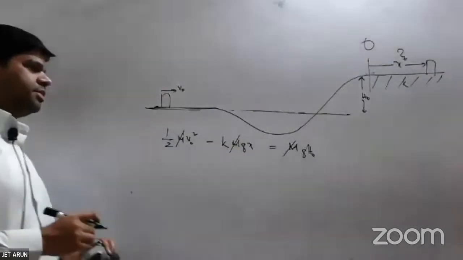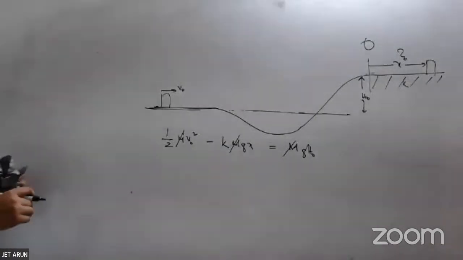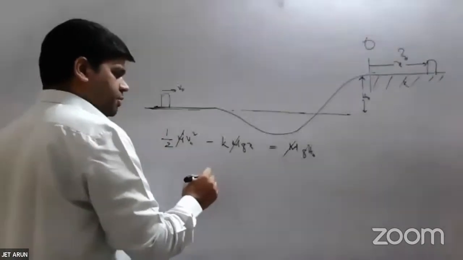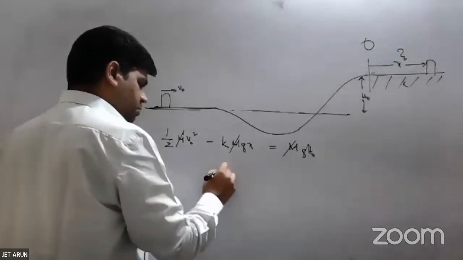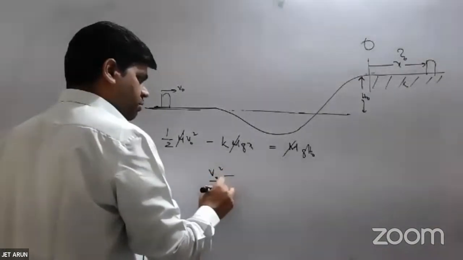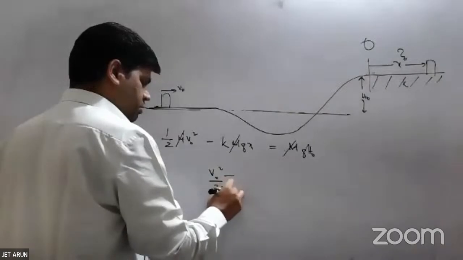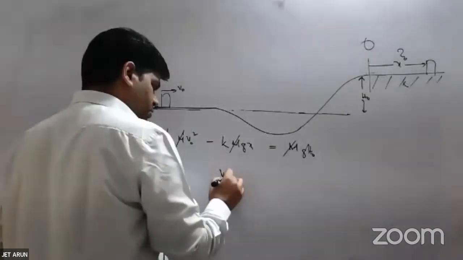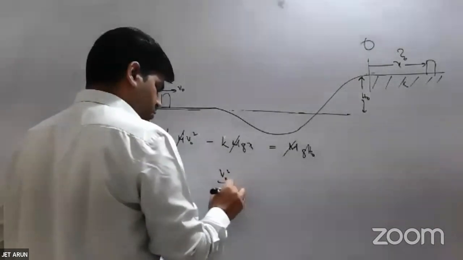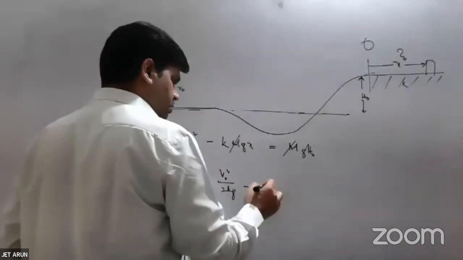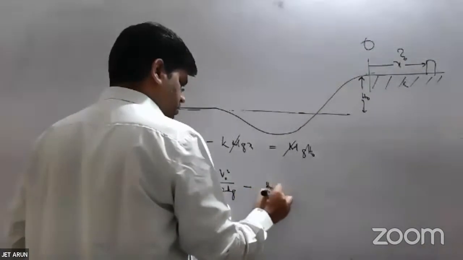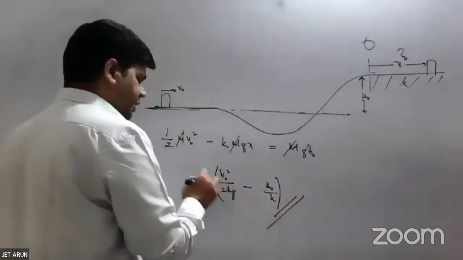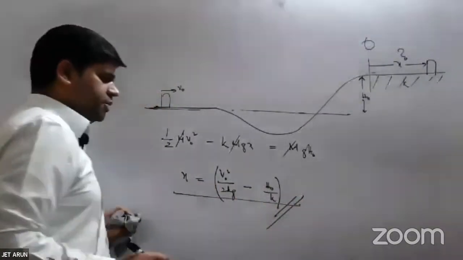Yeah, simplify this and find out x. M gets cancelled out. This goes there, that comes here, gh. So v naught square minus 2gh. Is this correct? Just check if it's correct or not. I could be wrong in this.